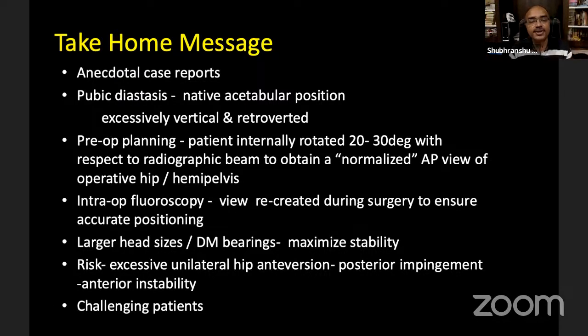And during this, you also have to keep a little 20 to 30 degree internally rotated view in order to check your cup position. Prefer to use larger head sizes or dual mobility bearings that will maximize the stability. The risk is that excessive unilateral hip anteversion may give rise to posterior impingement and anterior instability, or the cup may dislocate posteriorly. And these are a group of challenging patients, but if you have planned properly and executed the plan on the table properly, it may lead to a very good long-term outcome.